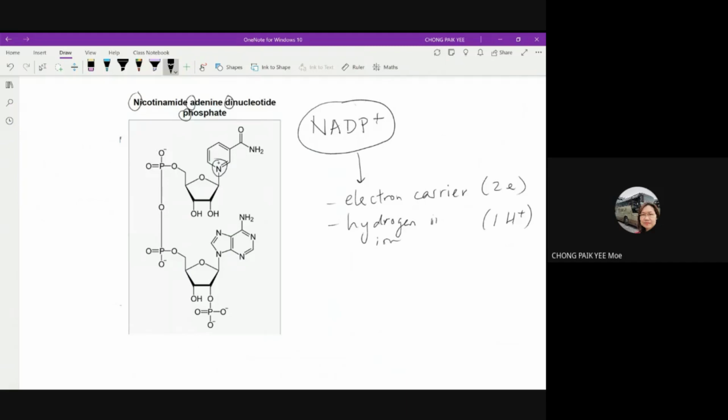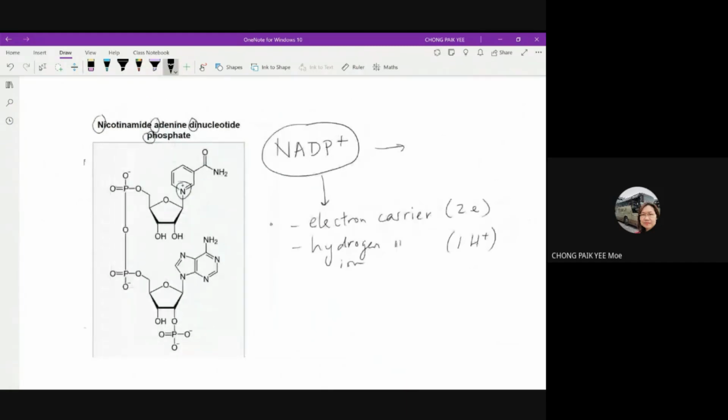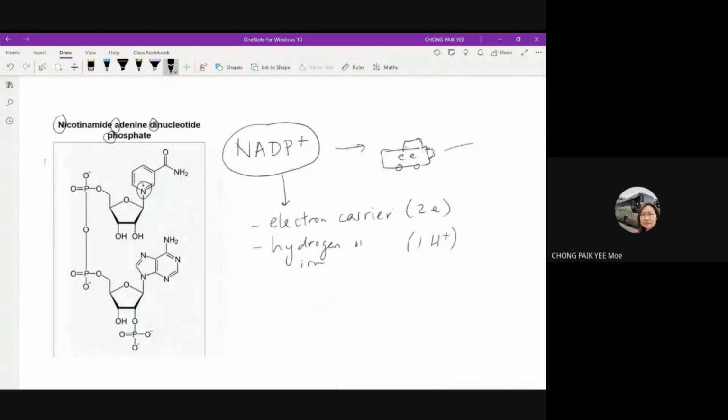You can more or less imagine this like a lorry, like a pickup truck. I'm not very good at drawing this, but this is a truck that carries things. Think of it as a pickup truck that carries electrons to deliver to another place where they are needed. It's going to bring them into the light-independent reaction, the second reaction.